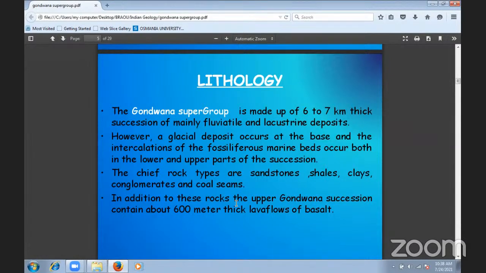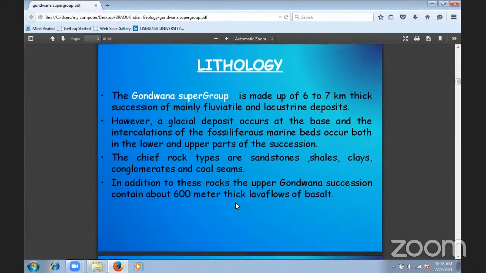The main rock types are found as sandstones, shales, clays, conglomerates, and coal seams also. Mainly we will get coal from this, it is Gondwana coal. And not only that, the Gondwana succession contains about 600 meters thickness of a lava flow of basalt.